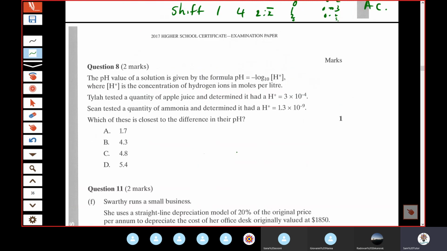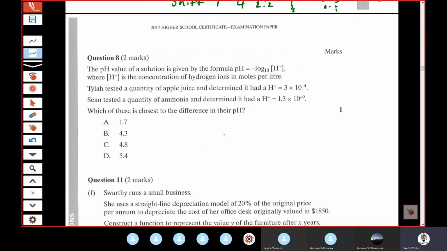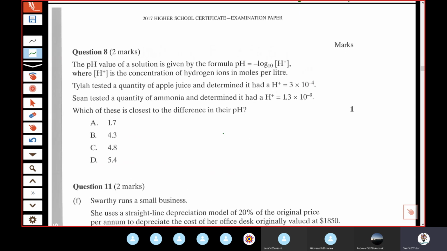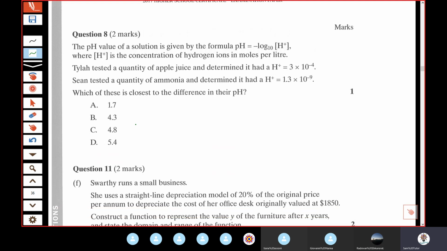So, all right, what is this one? Okay, that was an easy 1 mark, good luck. Question 8. I don't know why they've written 2 marks, it's only worth 1 mark, it's a multiple choice, it's okay. Take your time. It's not that difficult, but they're trying to trick you with the words.